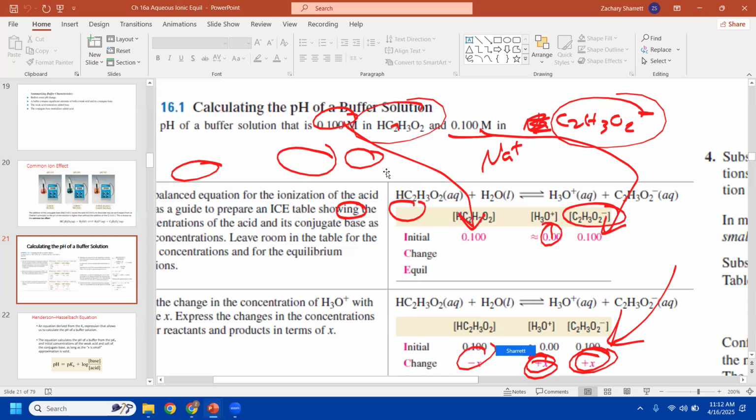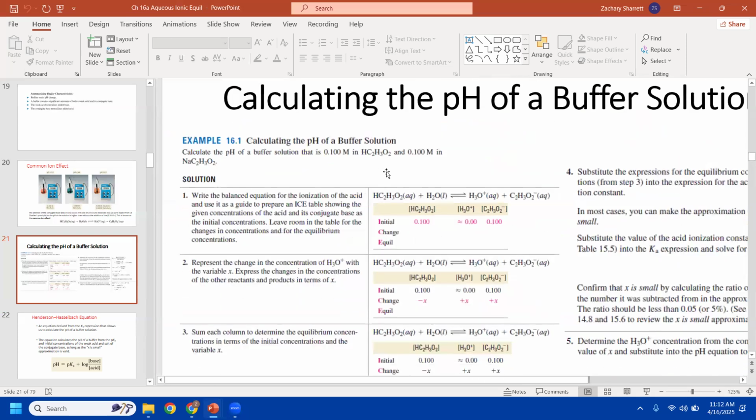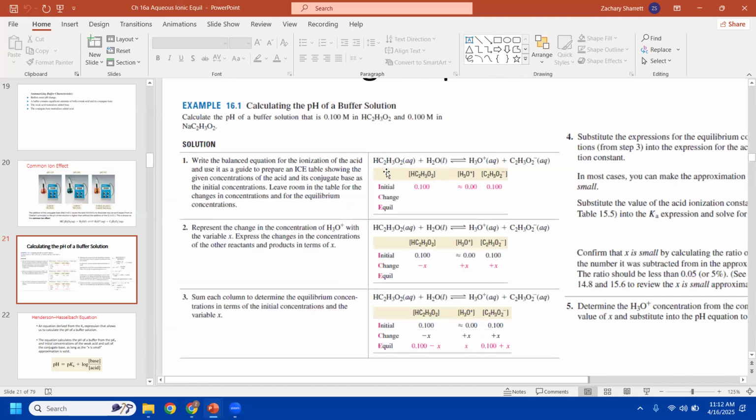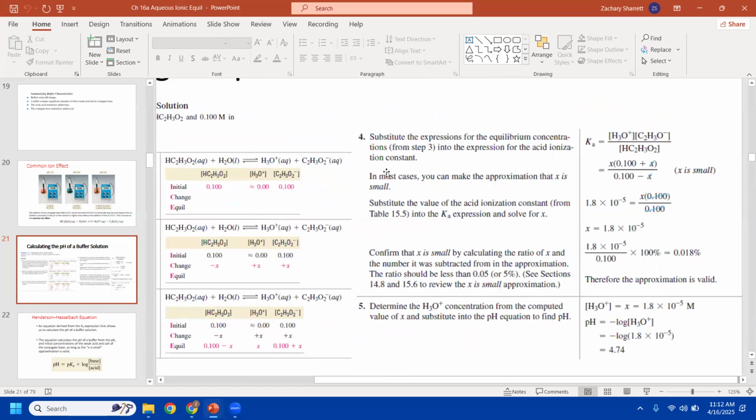We also have to subtract that side. We fill out our ICE table. We do minus x, plus x. Are we going to make the x is small approximation? What is the Ka of acetic acid? 1.8 times 10 to the negative 5. Let's go ahead and use it.